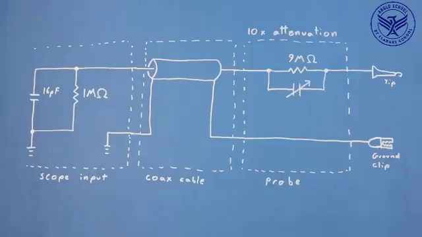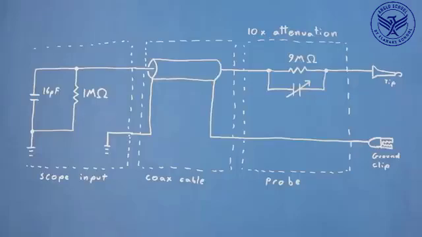It's important to note that 10x does not mean 10 times gain. It means the signal is reduced by a factor of 10. The problem with adding a resistor in line with our signal is that with the capacitance in the coax and scope, it creates a low-pass filter, and high-frequency signals will appear smaller.